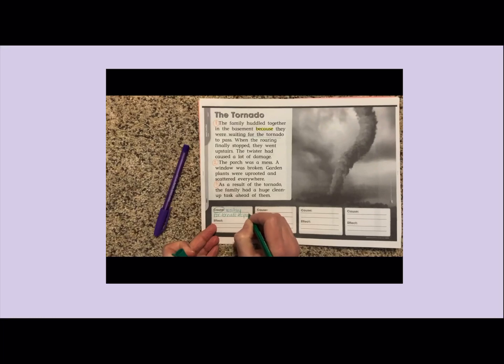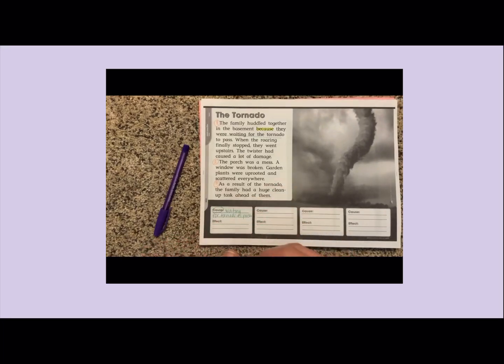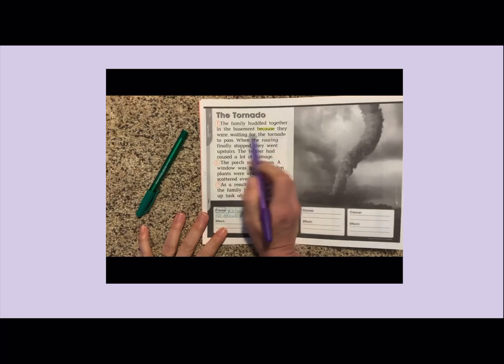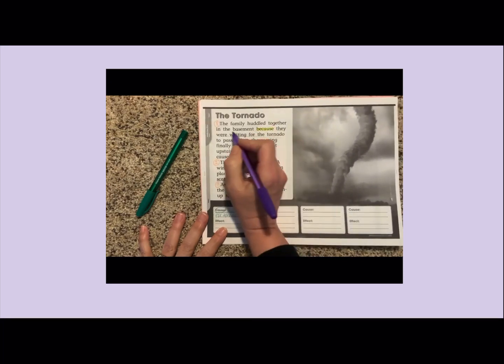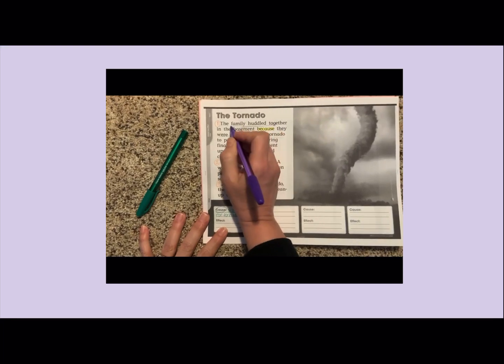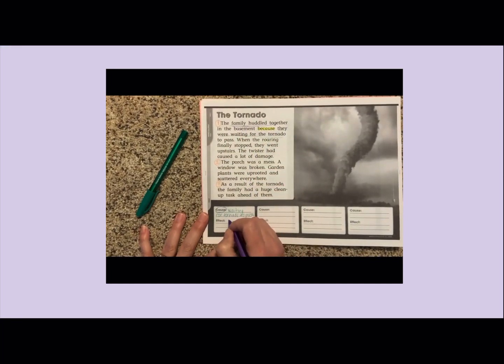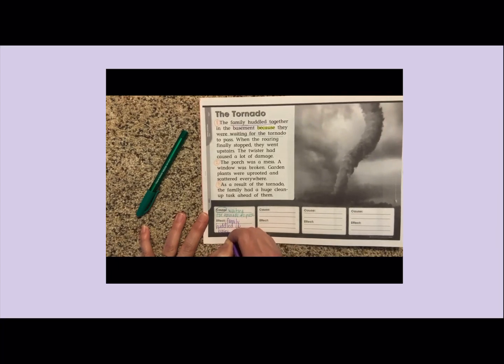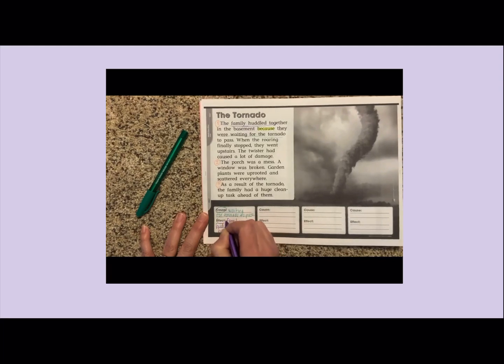Now you might choose to write it down here, or you might want to go on the editable document that you have, and you could type it in there in the cause and the effect sides. Effect, what did they do? Because they had to wait for that tornado, what did they do? They huddled together. The family huddled together in the basement. Okay, so that's the effect.